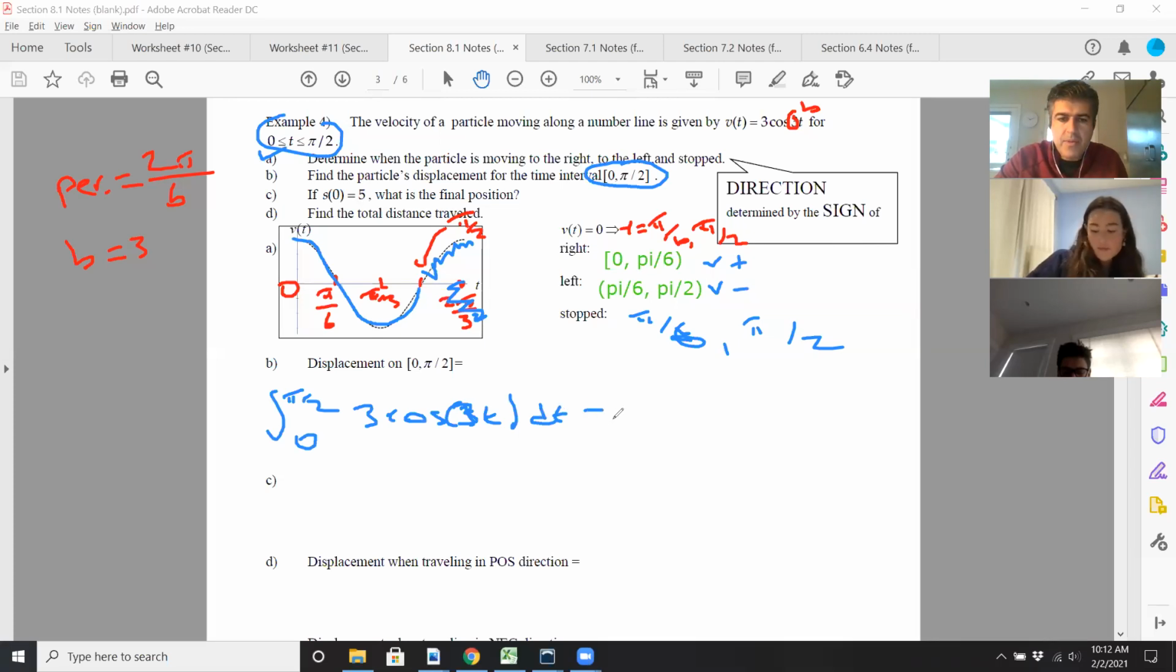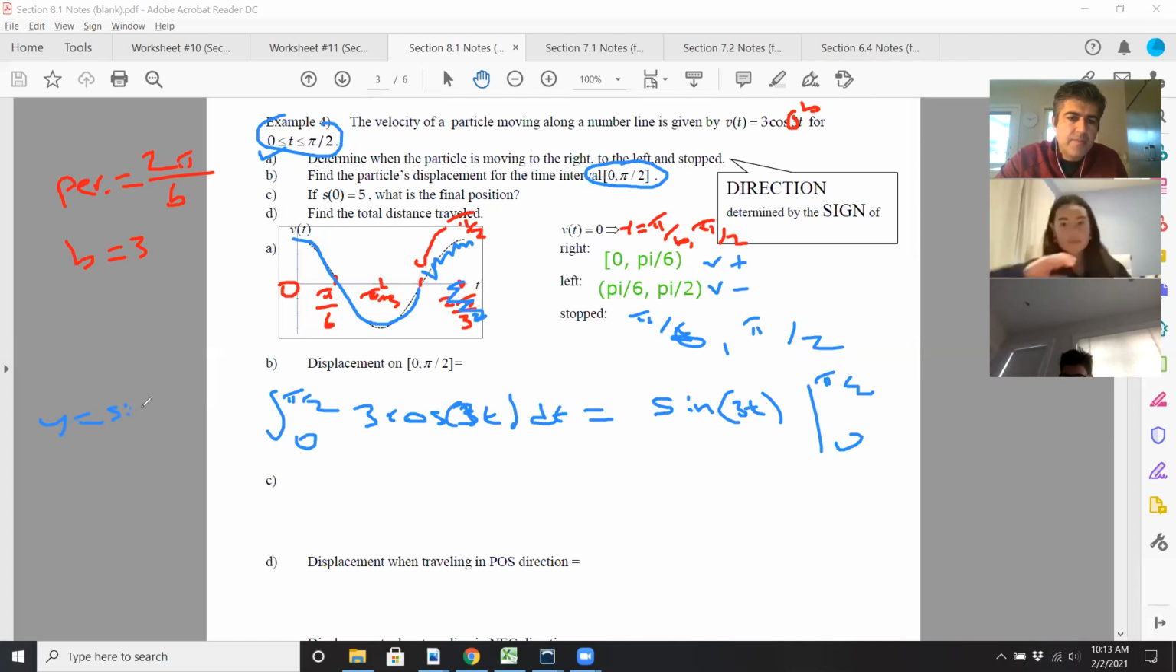If you want to do it by hand, feel free to do so. The antiderivative of cosine 3t is just going to be sine 3t, and you're evaluating that from 0 to pi over 2. What happened to all the 3's here? Well, if y equals sine 3t, you could do a u-sub if you want, but just to save time, if you differentiate that, I know it's going to be 3 cosine 3t. So I know I've done this correctly.